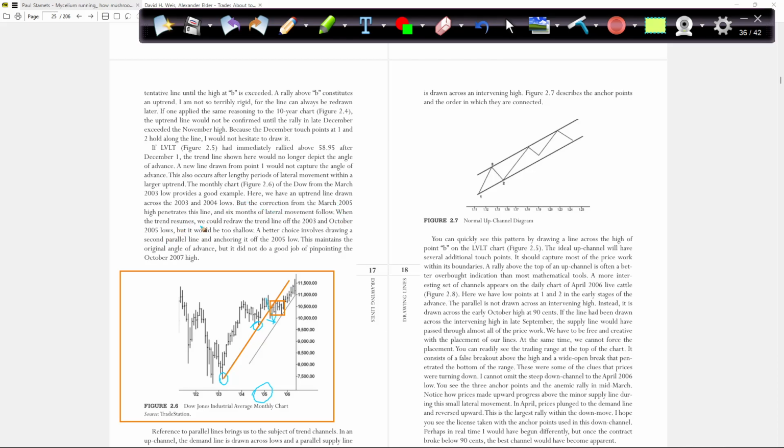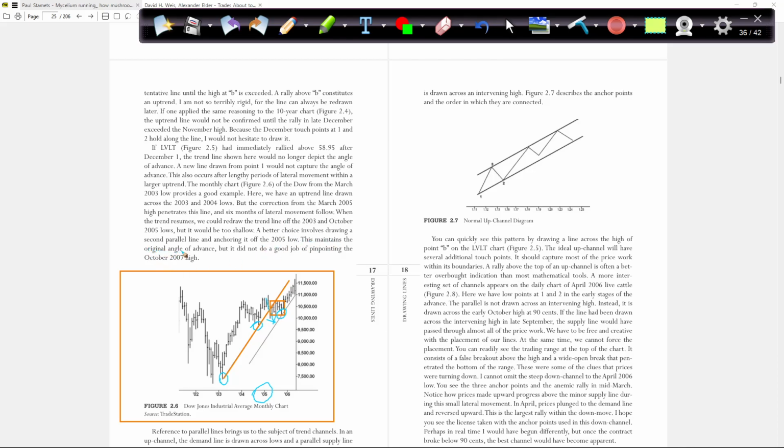When the trend resumes, we could redraw the trend line off the 2003 and October 2005 lows, but it would be too shallow. A better choice involves drawing a second parallel line and anchoring it off the 2005 low. So it's basically this one, right?